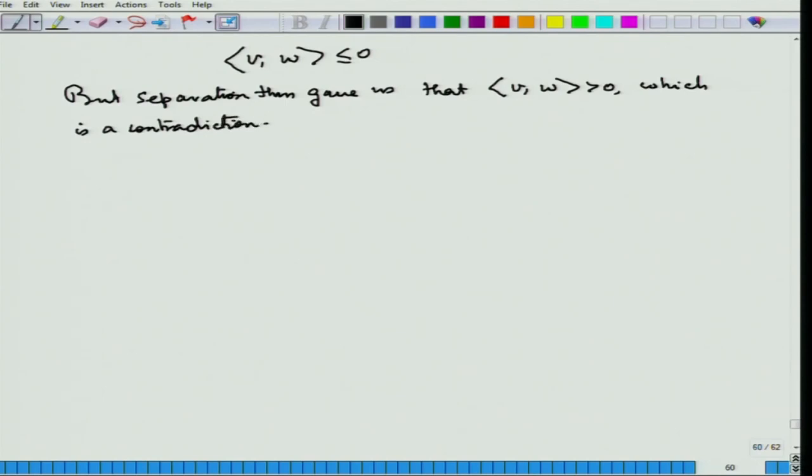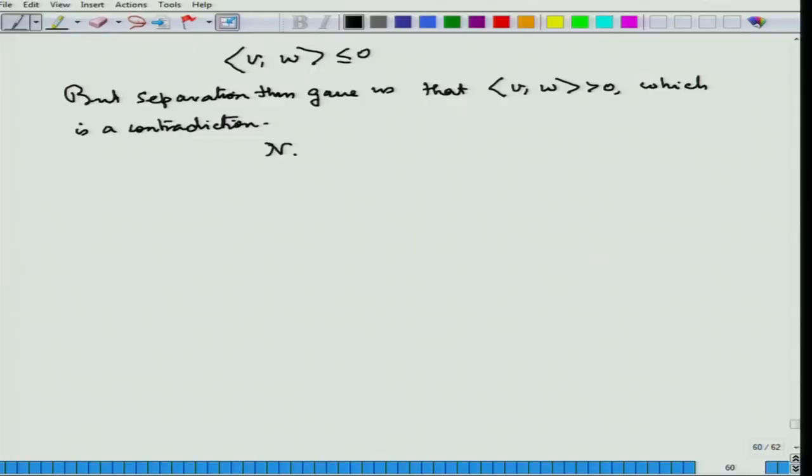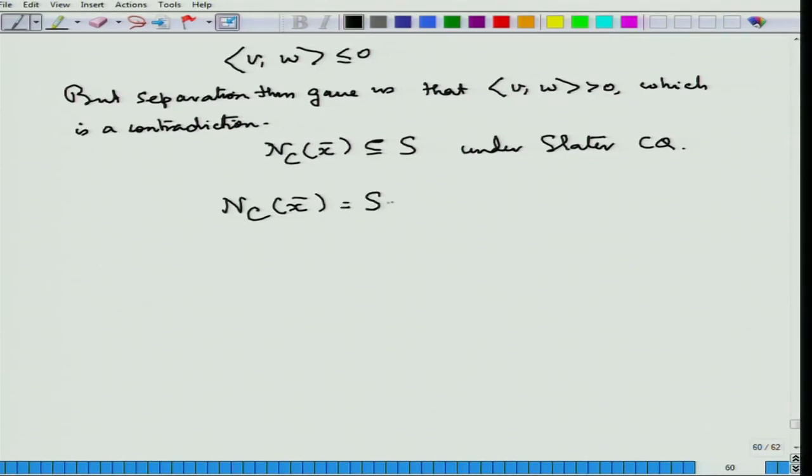So that is a contradiction. So what we have assumed is not true, and thus N_C(x bar) is a subset of S under Slater. Which means N_C(x bar) is equal to S under Slater CQ, N_C1(x bar).